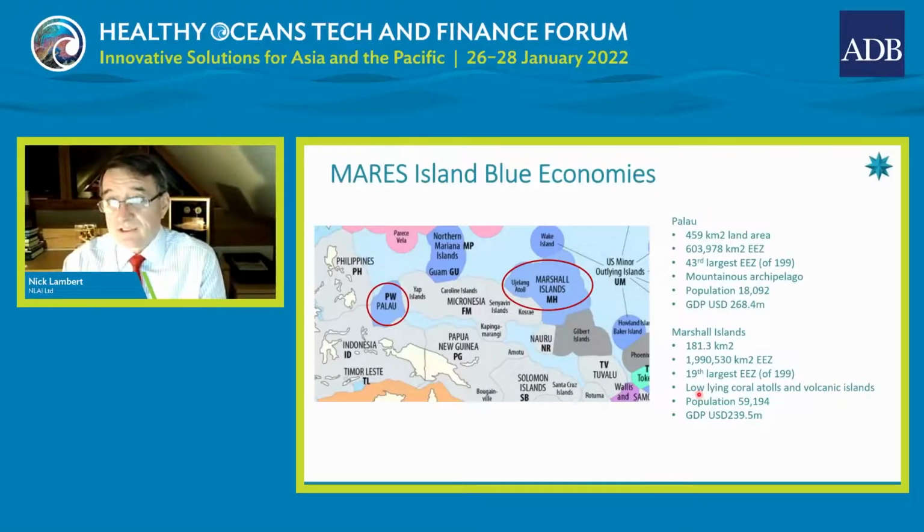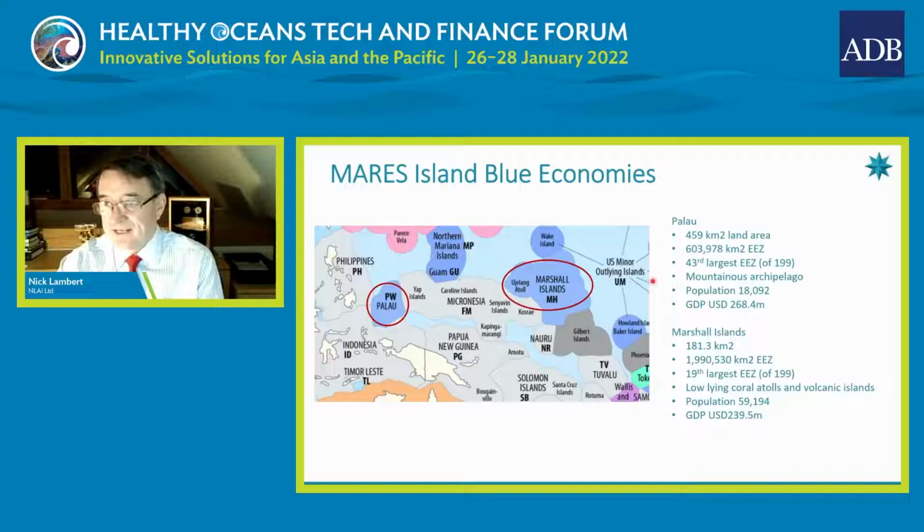And so MARES is focused initially on a couple of island archipelagic environments, Palau and the Marshall Islands, and amazing sea spaces. Just have a little think about this. Palau has a land area of 460 square kilometers. It's the 43rd largest EEZ in the world because its sea space is 604,000 square kilometers. It's mountainous. It's got a tiny population. It's only around about 20,000 and a pretty small GDP.